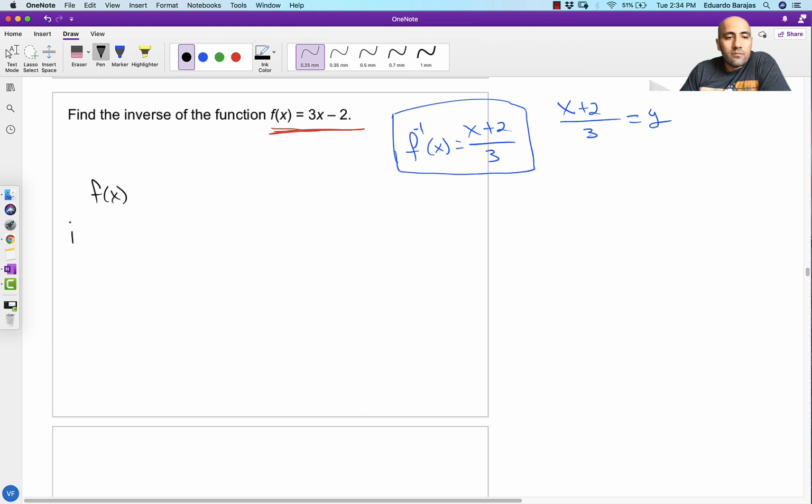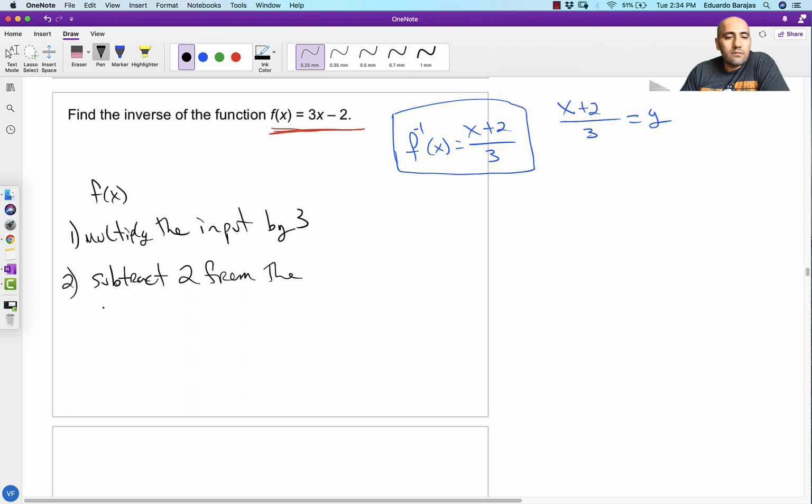The f of x function, what does it do? It takes the input, and the first thing you have to do, following the order of operations, is to multiply the input by 3. And then once you have that, you're going to take the result of that product and subtract 2 from the results of step 1. Right? Whatever you get from step 1, subtract 2. Those are these set of instructions.